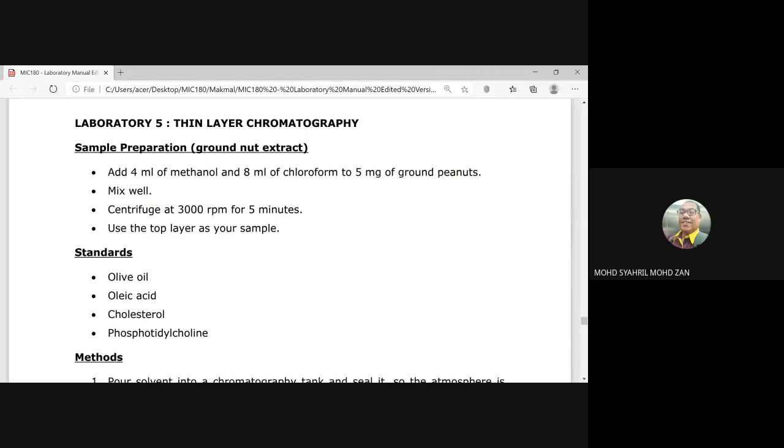Okay, so we quickly go to the sample preparation. When we start doing the sample preparation, you must have 4 things. Number 1 will be methanol, chloroform, and groundnut peanut, or just ordinary peanuts, right? So we put them into one bottle. We have about 4 ml of methanol plus 8 ml of chloroform, so the ratio is 1 to 2. Then we put in 5 grams of crushed groundnut. And then you mix well, then you centrifuge.